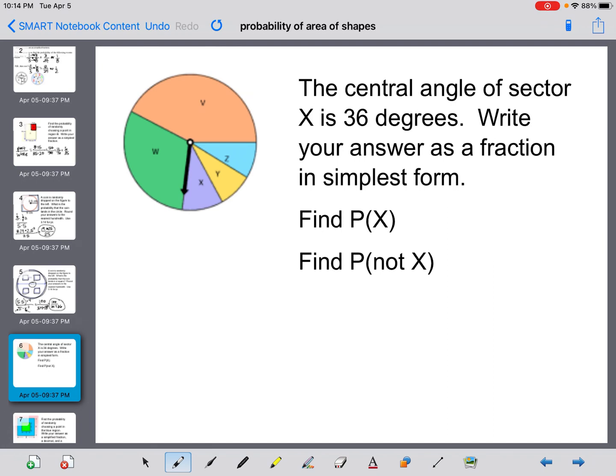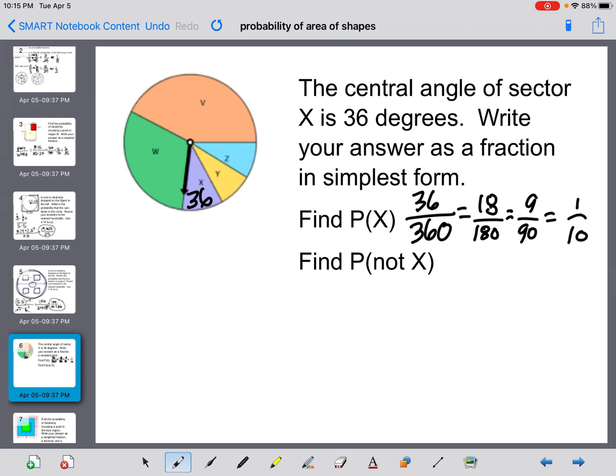Angle X, 36 degrees. So if I would like to find the probability of angle X, part I want, 36 over the whole shape. Did you say 360? Cut that in half. Half again. Divide by 9. That's a 1.